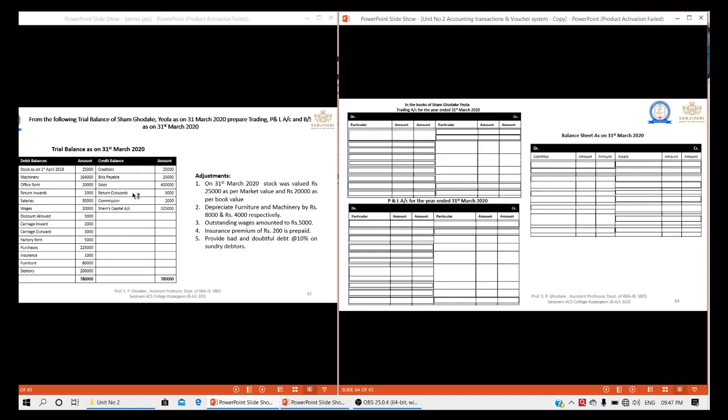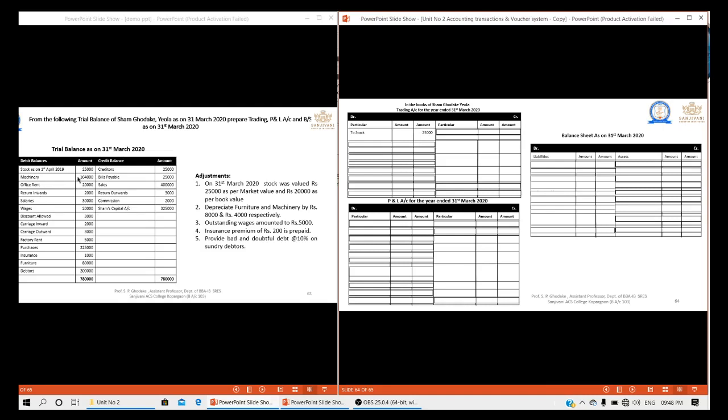Then all the credit balances are always transferred either to the credit side of the trading account, the credit side of the profit and loss account, or the liability side of the balance sheet. So in step 1 we will post each and every trial balance item into the respective ledger. First, stock on 1st April 2019. It is the opening stock, which is a direct expense, so we write it in the trading account: to stock, directly in the outer column.